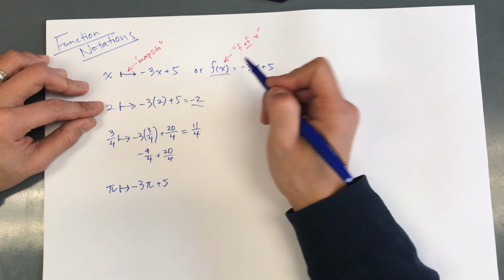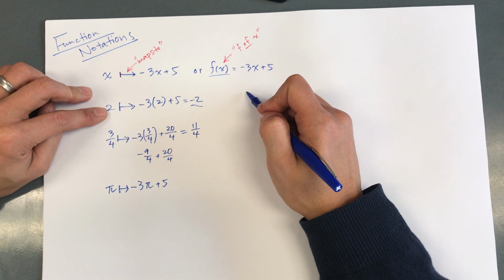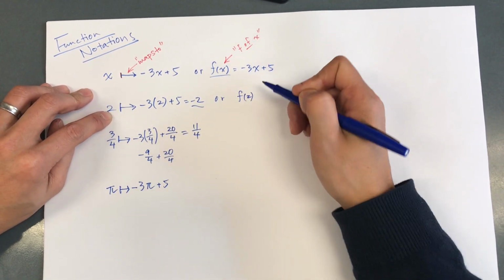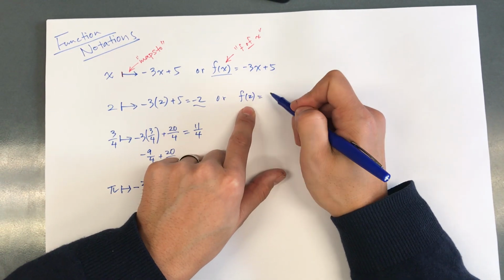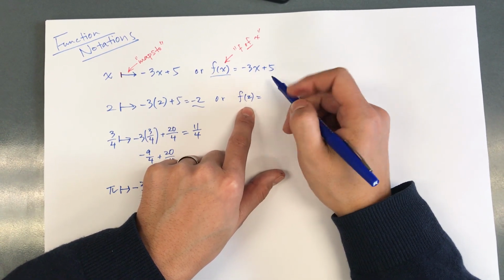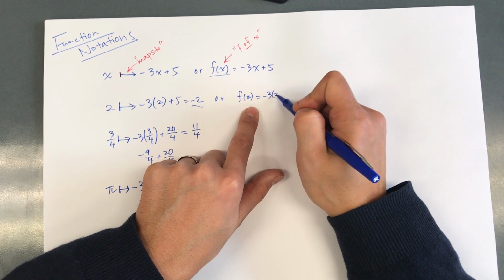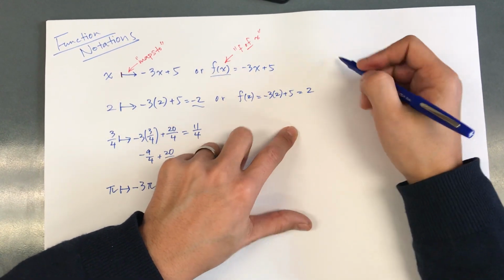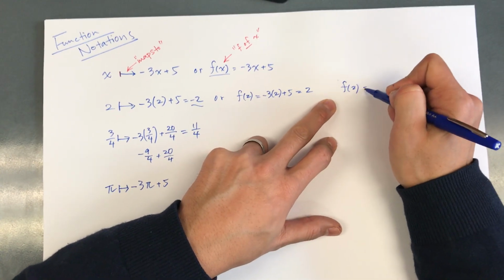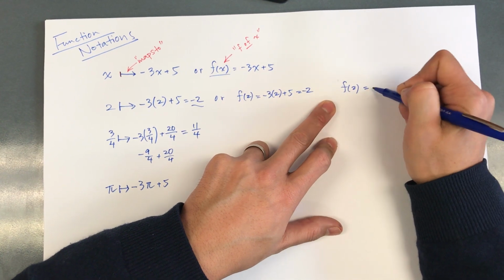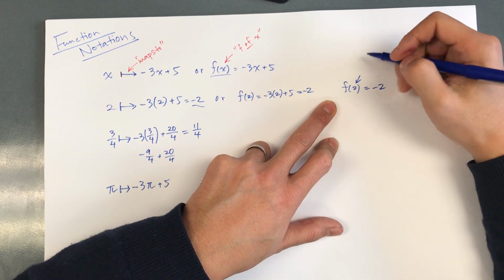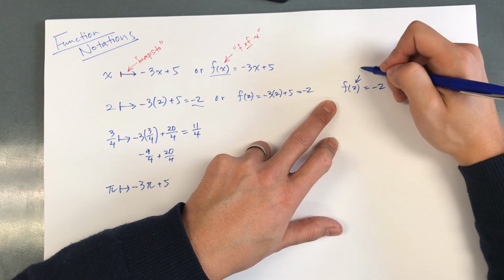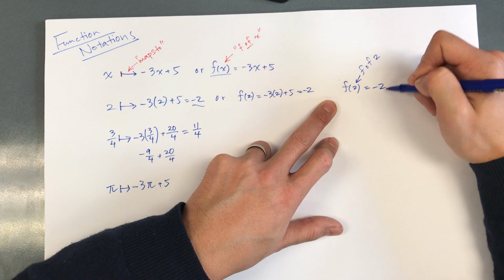Let's do the same thing for this one. In this case, we're going to write f of 2, because 2 is the input. The output is found by replacing x with 2. So it goes negative 3 times 2 plus 5. So the output of 2 is going to be negative 1. Or we can say f of 2 is negative 1.